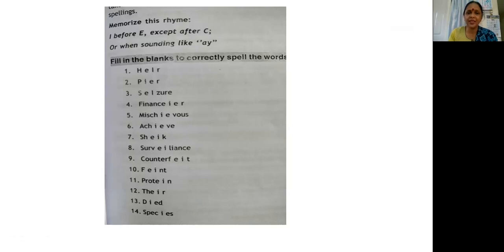surveillance, counterfeit, faint, protein, their, died, species, glacier, leisure. I hope you have got these exercises and the nursery rhymes, and I hope you have understood the concept or the rules of using IE or EI. When the pronunciation is elongated E, then it is I before E. Never with C, but there are few exceptions. And whenever there is the A sound, then it is EI.